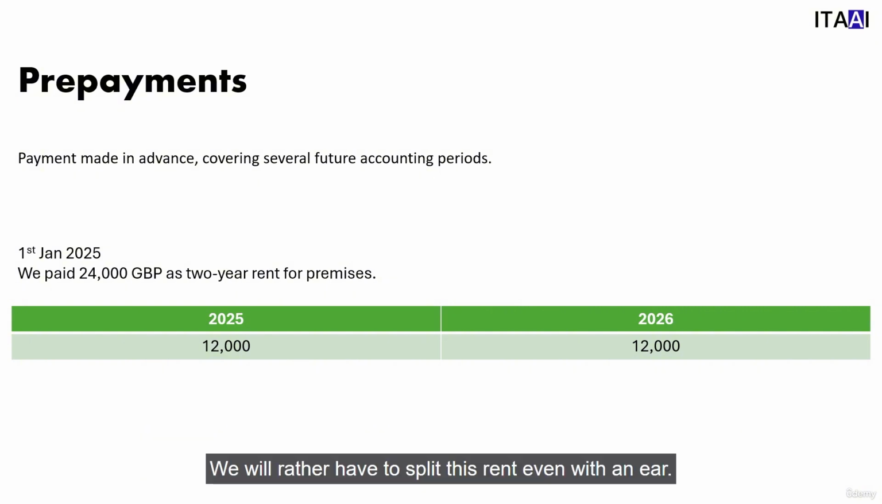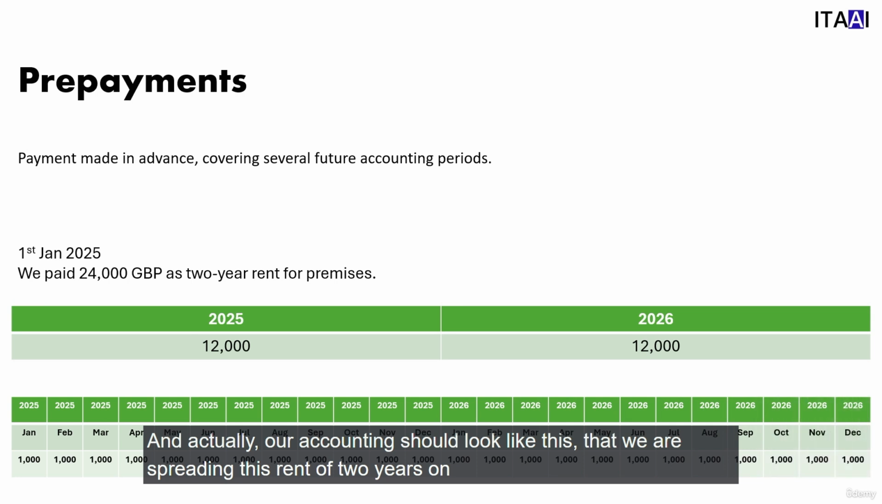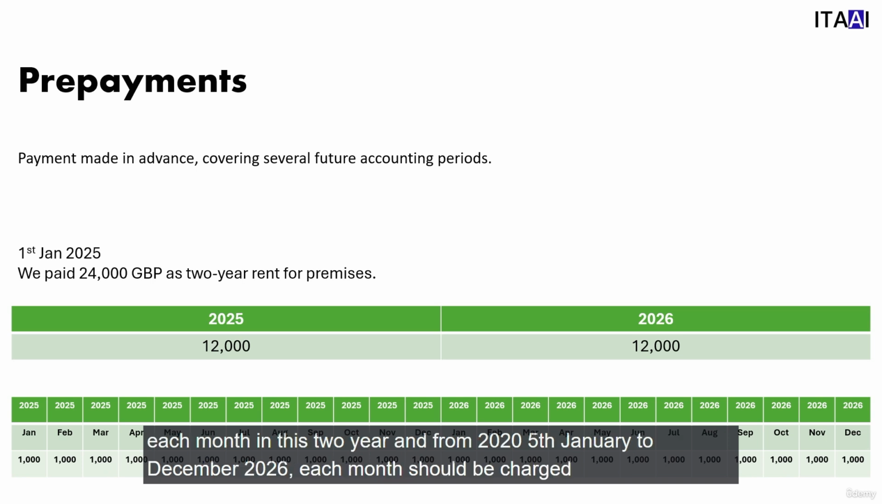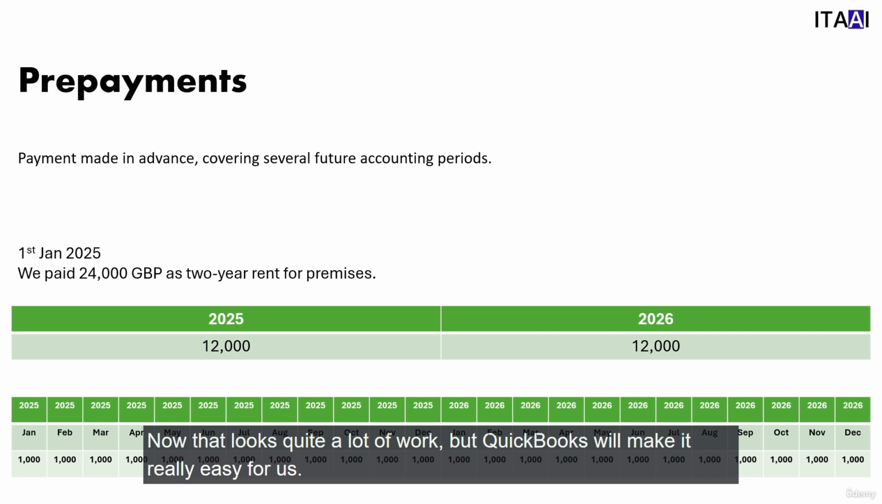We will rather have to split this rent even within a year, and actually our accounting should look like this: we are spreading this rent of 2 years over each month in these 2 years, and from January 2025 to December 2026 each month should be charged a rent of £1,000. Now that looks quite a lot of work, but QuickBooks will make it really easy for us.